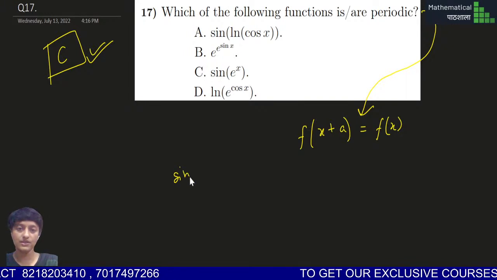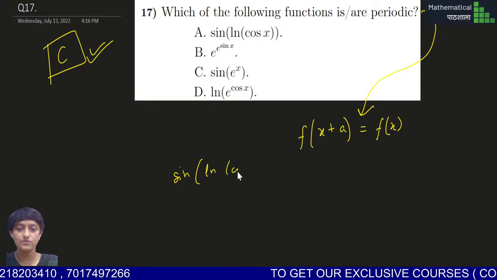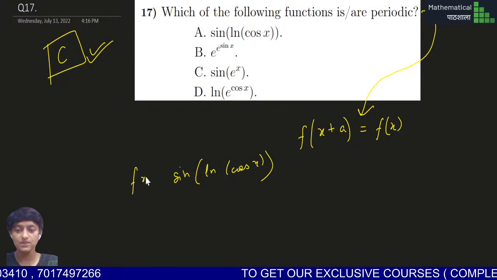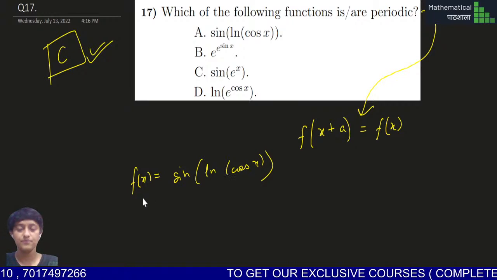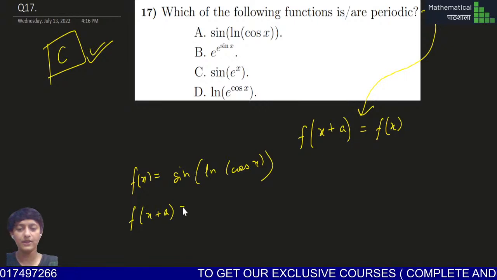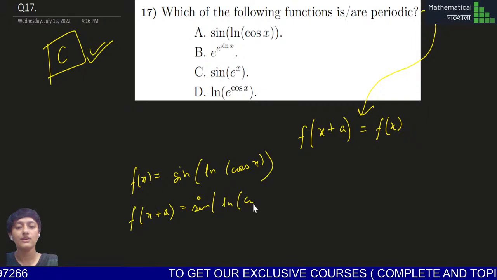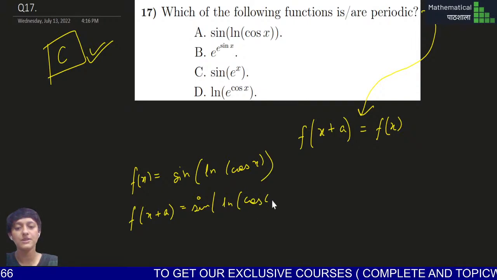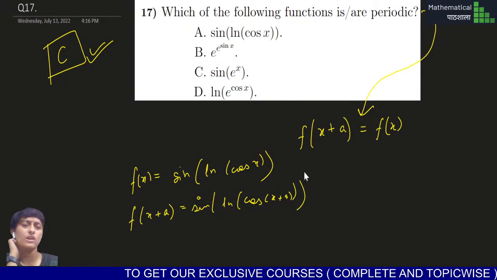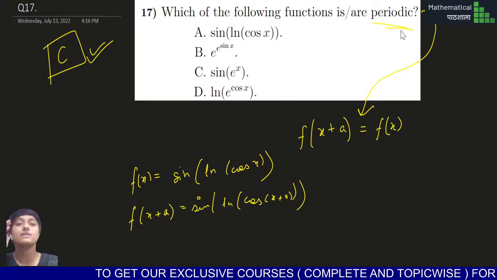First, it is given sine of ln of cos x. Alright, let us consider that this function is f of x. f of x is given by this. Alright, so let us see what is f of x plus a. What it will be? Sine of log of cos of, here x replaced by x plus a. Right? Here a can be anything. Alright, we are just concerned about whether it is periodic or not. We are not saying what is the period.